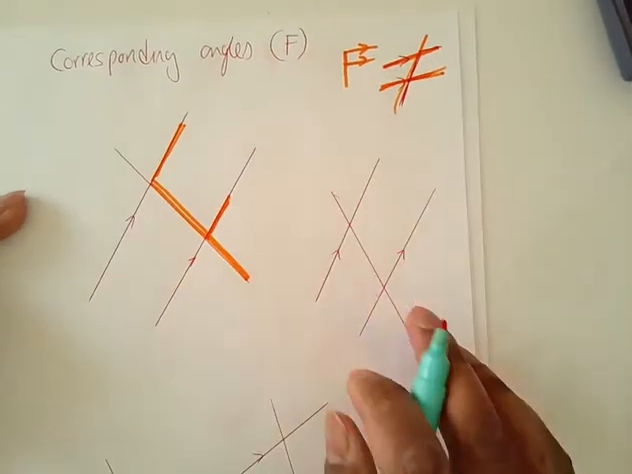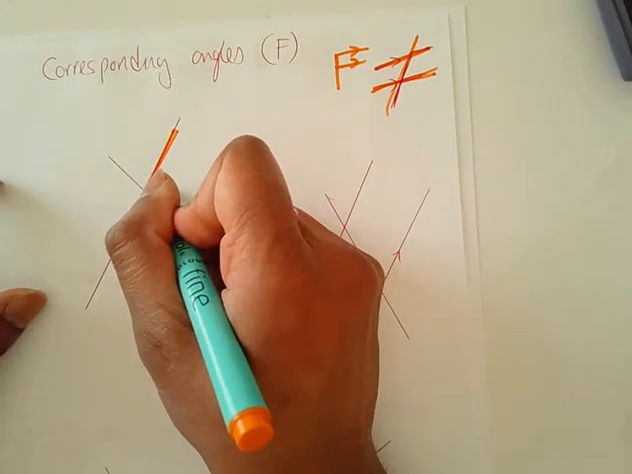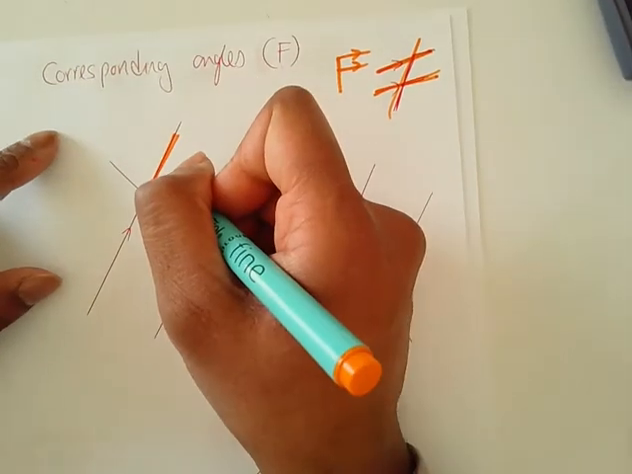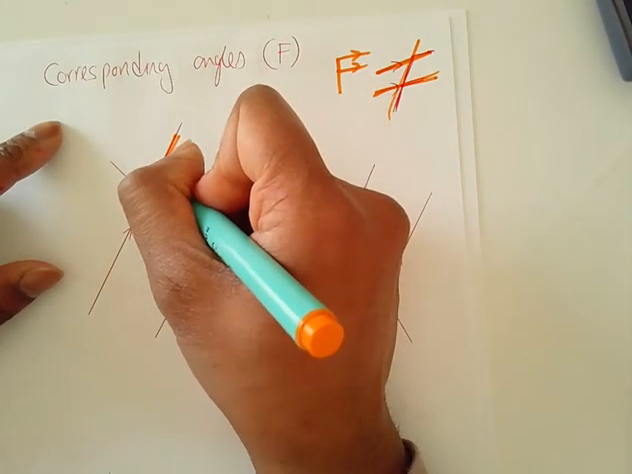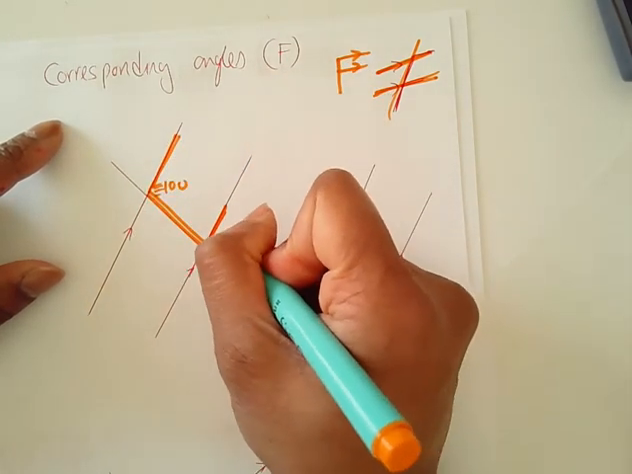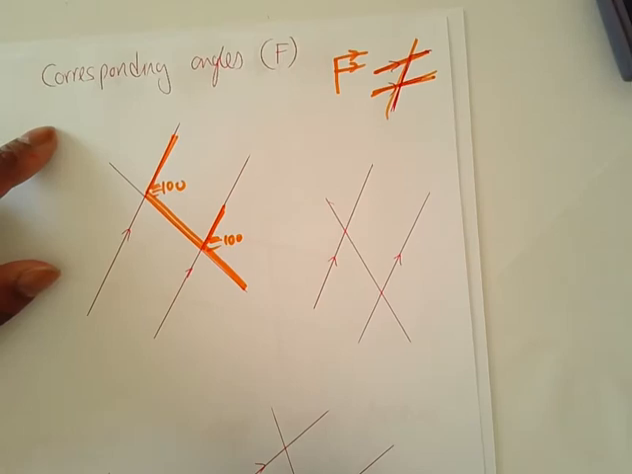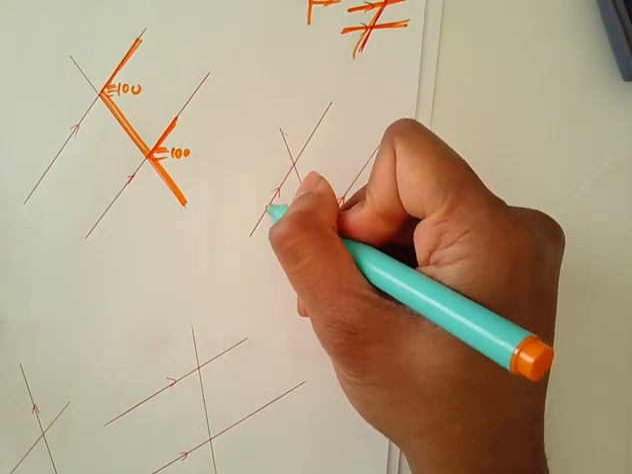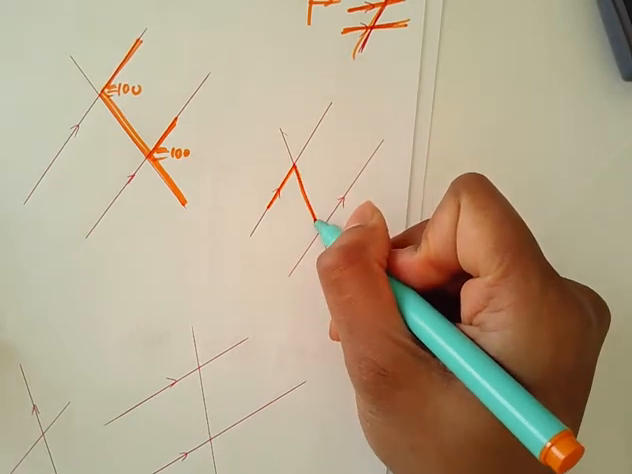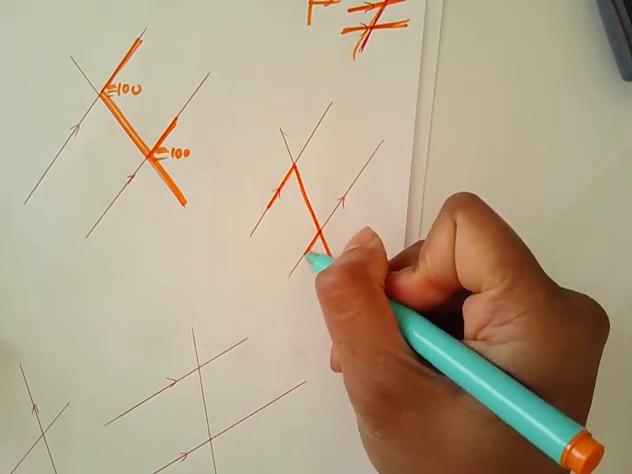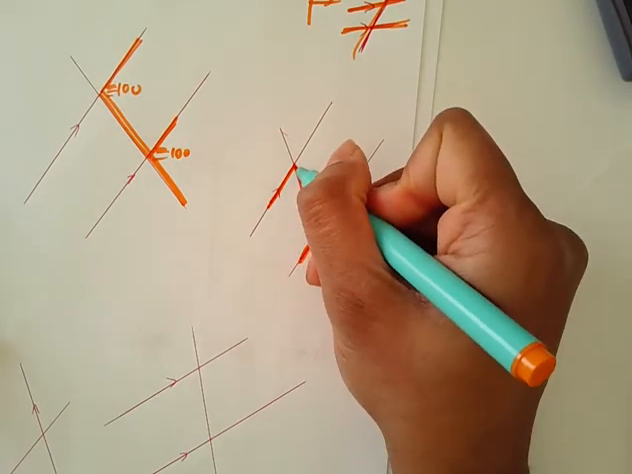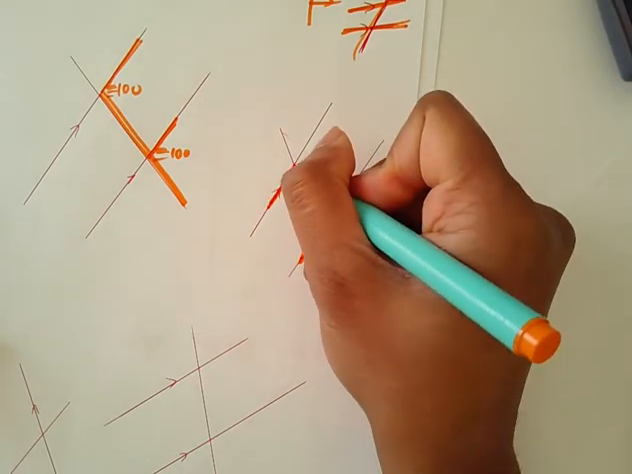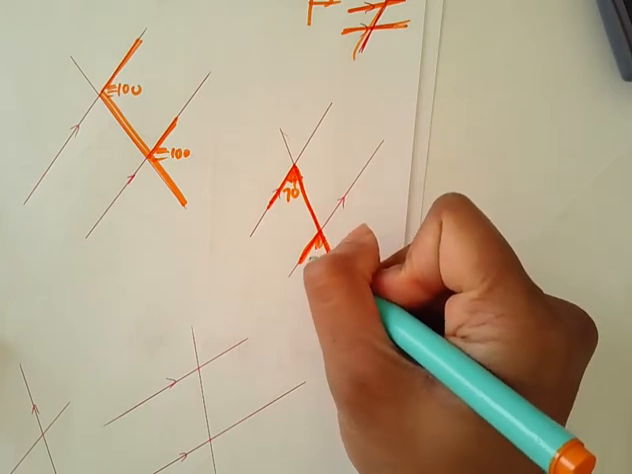Right. Inside an F, these bits there, facing down, they are identical. So for example, if I said to you this is 100, then this would be 100. Right. I can identify other F's as well for you. Here's another example. It's like a reverse F. So for example, if that was 70, down this way it would also be 70.